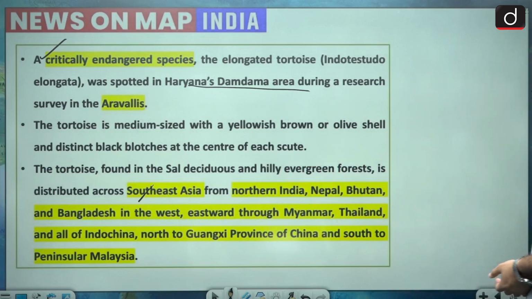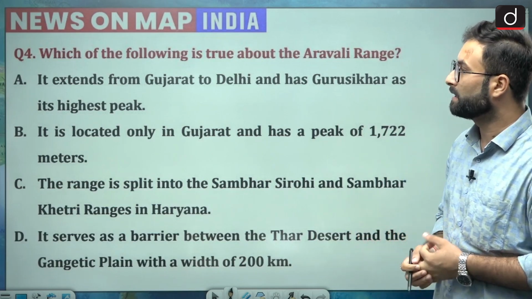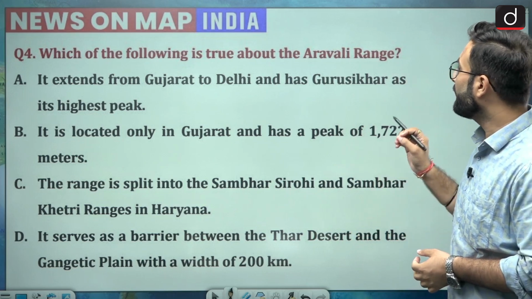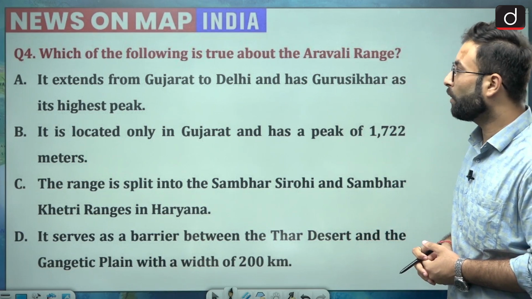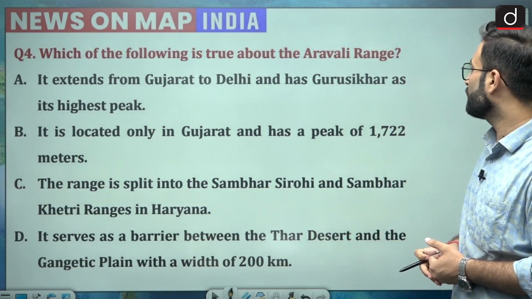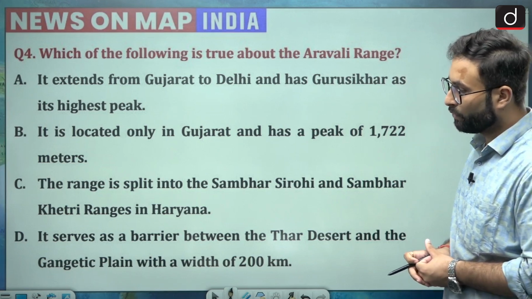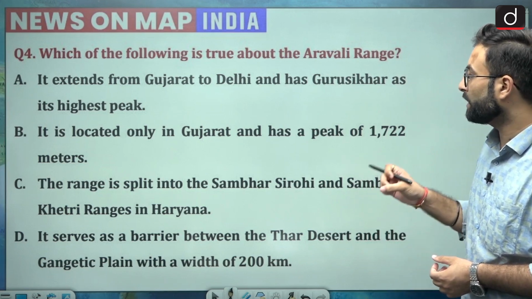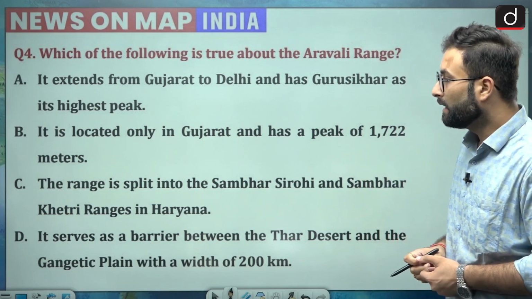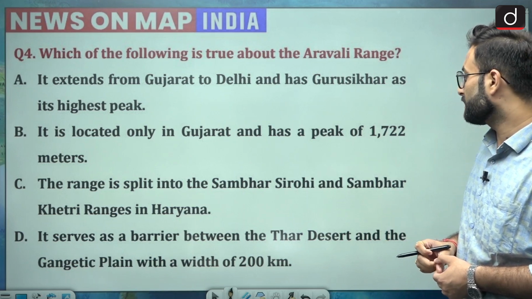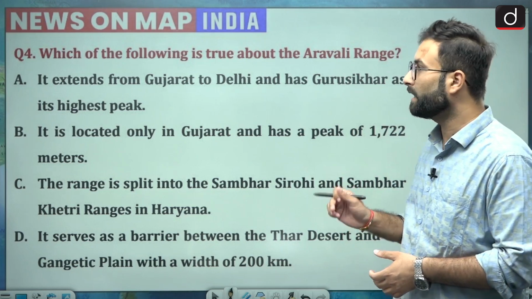Okay. Moving further, question number 4: which of the following is true about the Aravalli range? First, it extends from Gujarat to Delhi and has Guru Shikhar as its highest peak. Second, it is located only in Gujarat and has a peak of 1722 meters. Moving further, third, the range is split into Sambhar, Sirohi and the Sambhar Khetri regions in Haryana. Fourth, it serves as the barrier between the Thar desert and the Gangetic plains with a width of 200 kilometers.